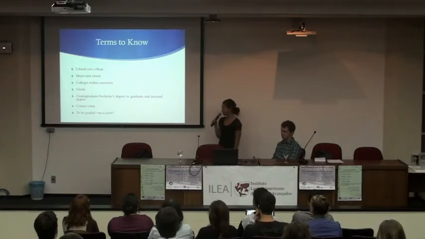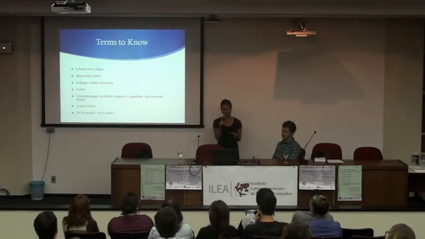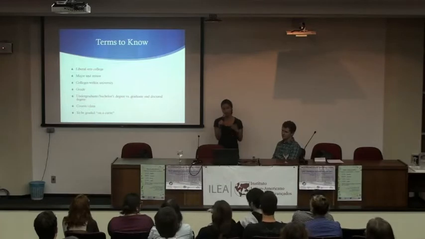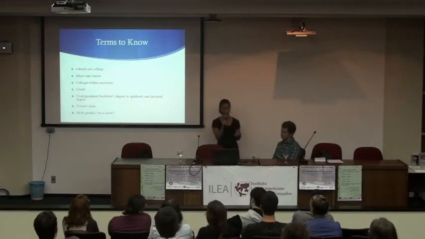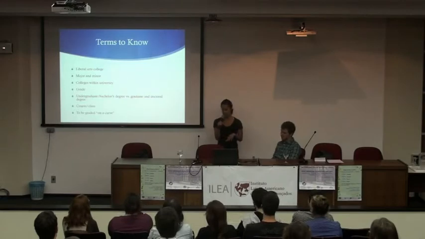Major and minor are also 2 important terms to know. A major is the main subject that you're focused on studying, and a minor is kind of like a major except to a lesser degree. Colleges within the university I've already explained. A grade is what we refer to the letter that you get in the class that indicates how well you performed in the class. So A, B, C, D, or F.